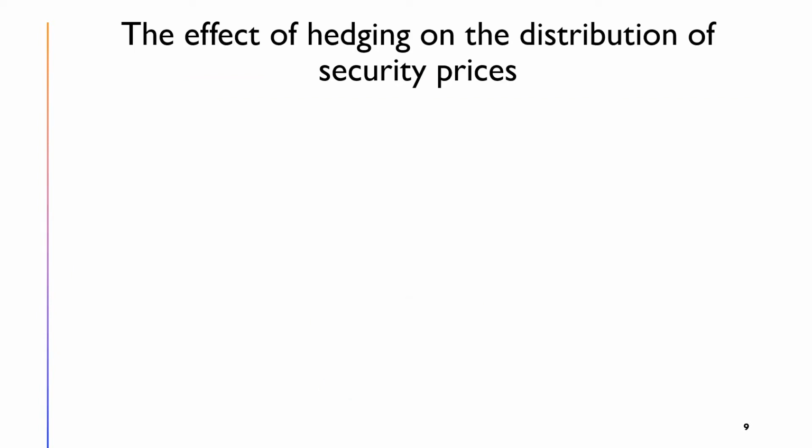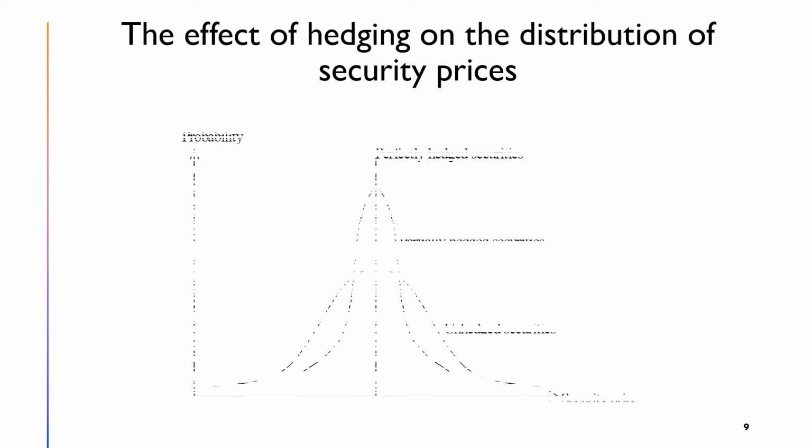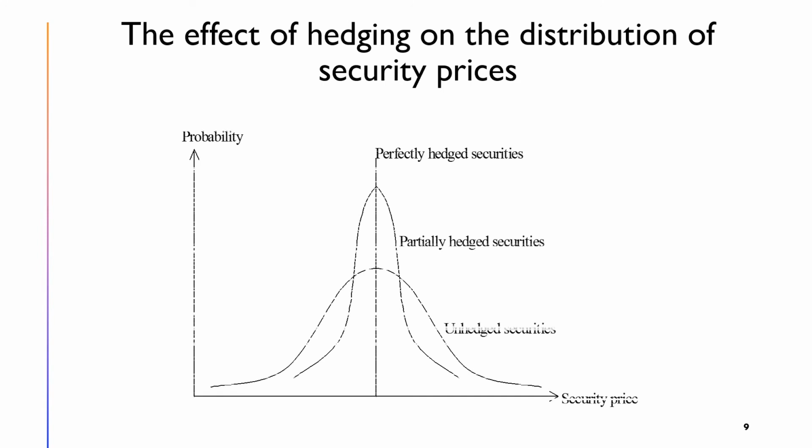What is the effect of hedging on the distribution of security prices? Let's analyze this diagram. There are three situations: perfectly hedged securities, partially hedged securities, and unhedged securities. I have a question for you. Under which situation is the security price fixed at one price? The answer is perfectly hedged securities.